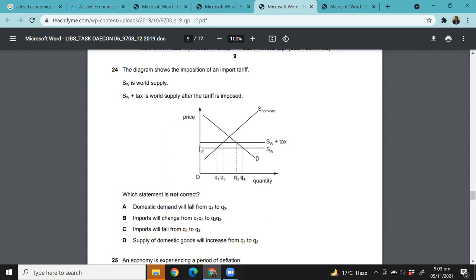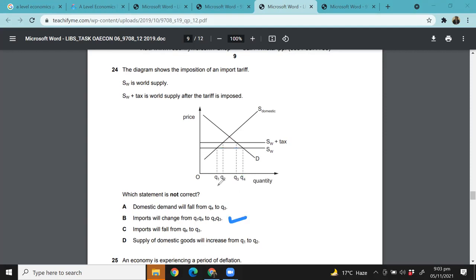Initially, this was cutting at this point. It is such a small diagram. So originally, this was cutting the demand curve at this point. So this was your domestic demand. Then when the world supply went upwards, now it is cutting with your demand at this level. So we do know that the demand decreased from Q4 to Q3. Easy.